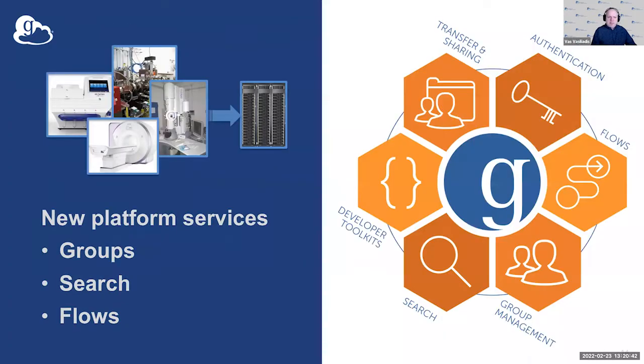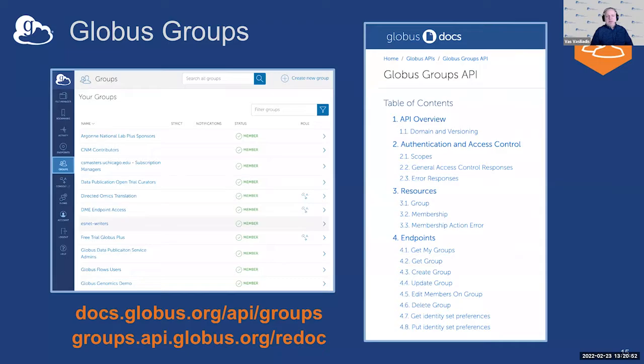I'm going to talk briefly about the new services we've added to the platform, and I'm going to focus on these three: groups, search, and flows. So groups is something that's been around a long time. We've had Globus Groups available, and it's the primary means for doing things like sharing data, so you don't have to share individually with potentially many hundreds of users. You can put them in groups, and then by virtue of users joining or leaving groups, they get access or have access revoked on various collections.